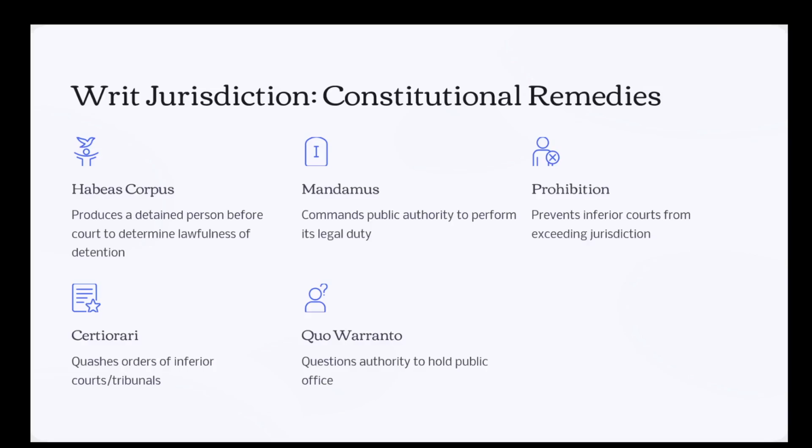So writ jurisdiction, constitutional remedies. Habeas corpus. What does that mean? Produce a detained person before the court to determine the lawfulness of detention. Mandamus. So what is mandamus? Command a public authority to perform its legal duty. Prohibition prevents an inferior court from exceeding its jurisdiction. Then certiorari quashes orders of inferior courts and tribunals. Quo warranto questions the authority to hold public office.